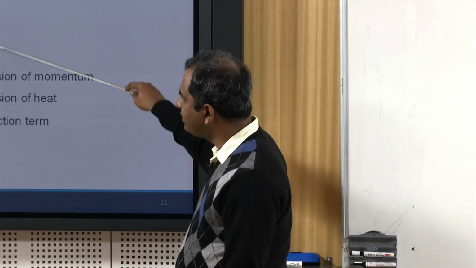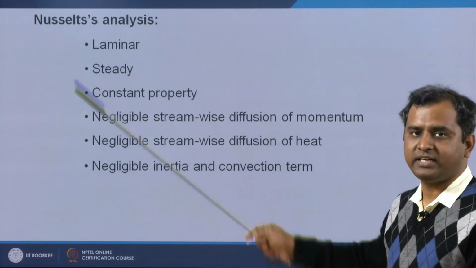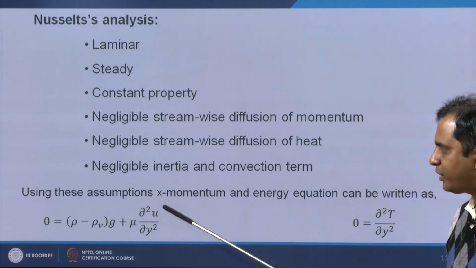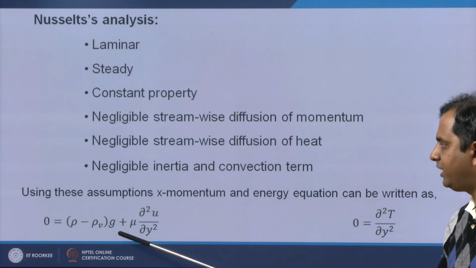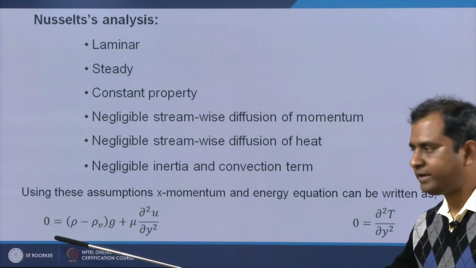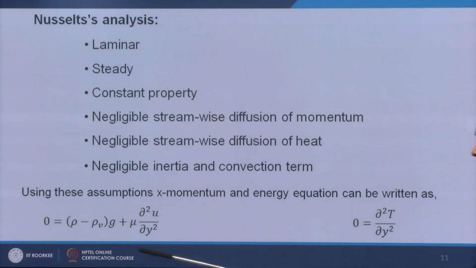So, with these assumptions which have been proposed by Nusselt, we are reducing our momentum equation and energy equation to this form. You see all the del square del x square terms have been cancelled from the momentum equation, the inertia term has been cancelled, and to obtain steadiness the del del t term has been cancelled. Same thing has been done from this side also. So, all del square del x square terms have been cancelled and the convection term has been cancelled.